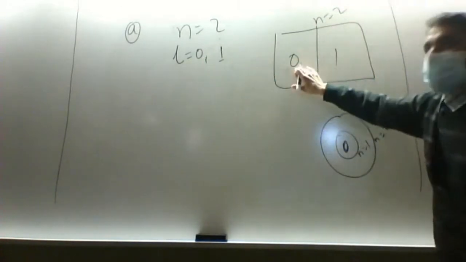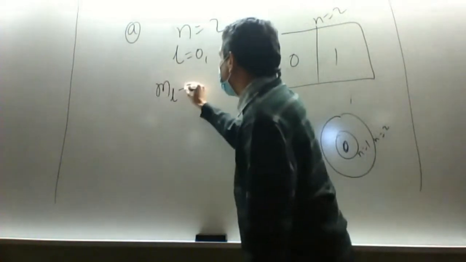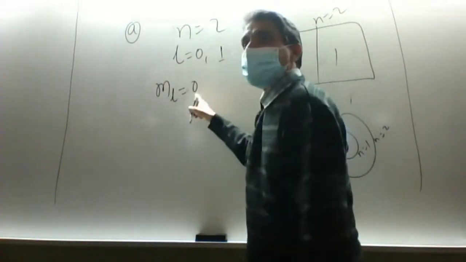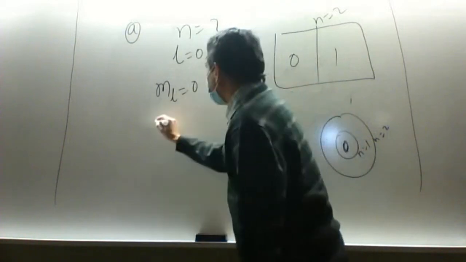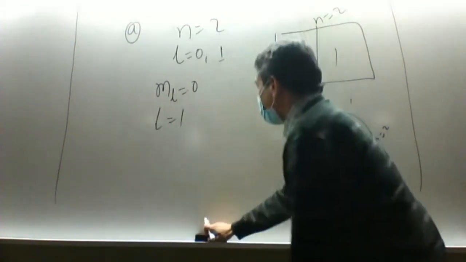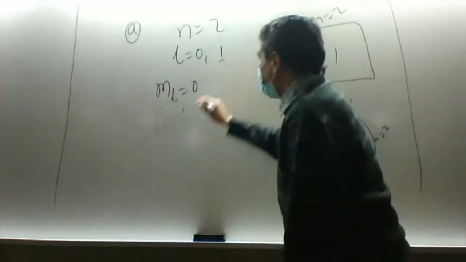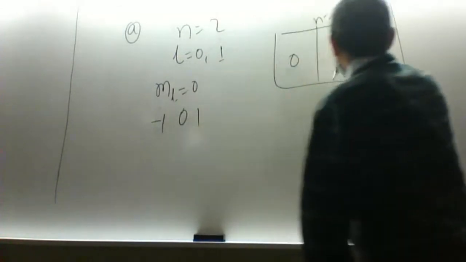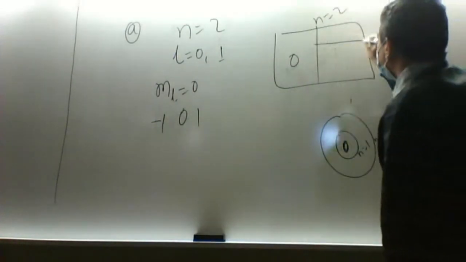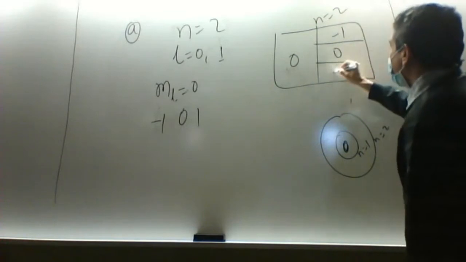Now, this 0 cannot be cut further. So ml is equal to 0 for L equals 0. Now, I'm going to cut L equals to 1. L equals to 1 can be cut into minus 1, 0, and 1, three values. So I can cut this one into three parts: one part, two part, three part, and I can give 0 here, minus 1 here, plus 1.